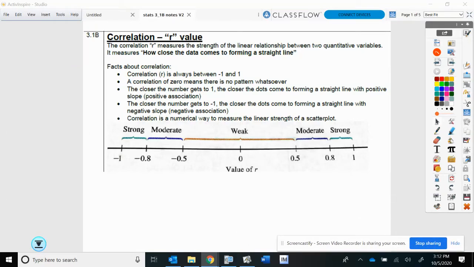Welcome back, stat students. We're going to go ahead and continue on chapter 3, section 1. And with section 1, we're going to look at correlation, also known as our R value.